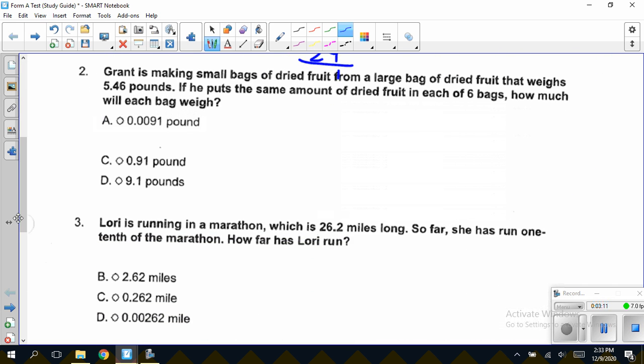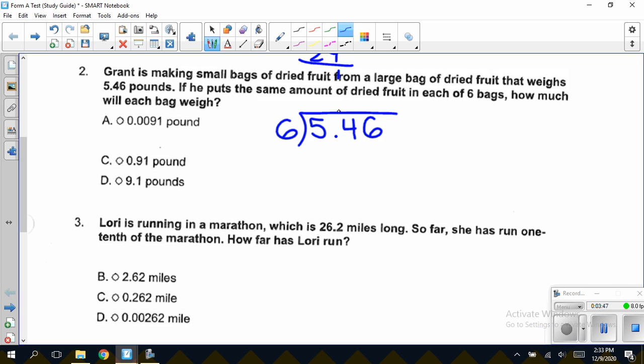It says Grant is making small bags of dried fruit from a large bag of dried fruit that weighs 5 46/100 pounds. If he puts the same amount of dried fruit in each of 6 bags, how much will each bag weigh? So for this, I do have to take the total number of pounds that I am working with for the large bag, which is 5 46/100 pounds, and divide it into these 6 smaller bags. So for this, I do have to bring my decimal straight up before I can solve. And now I solve like I have two whole numbers.